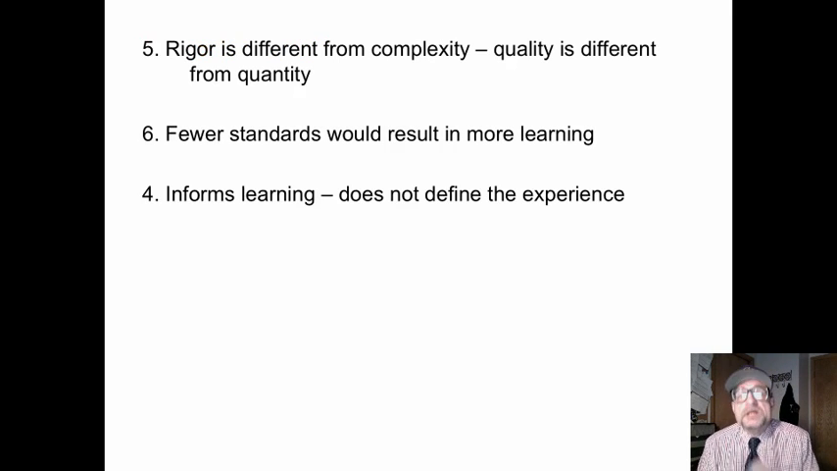Rigor is different from complexity. People think, oh, we'll make this all complex and therefore we'll have academic rigor. No, complexity just means confusion. You can have academic rigor, but keep things very simple. Quality is different from quantity. Oh, we'll have a whole bunch of standards, and then we'll have better education. We have worse education when we have too gosh darn many standards.